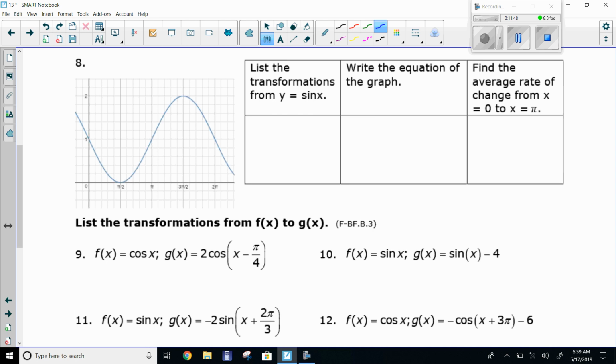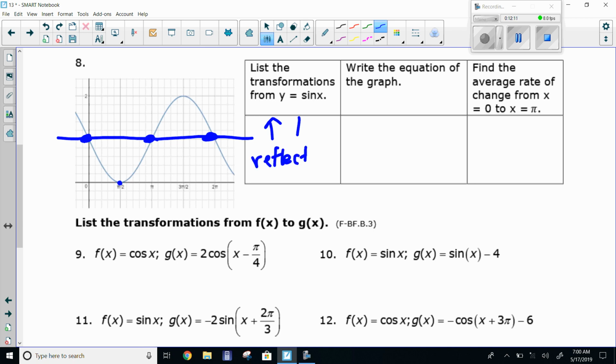Okay, next, list the transformations. So we got to know where the midline is. So it looks like the midline is here. We've got the 3 dots on the midline. So it's already going up 1. I also noticed that the low point is in between the first 2 dots. Usually that's between the last 2. So that means that it's a reflection.